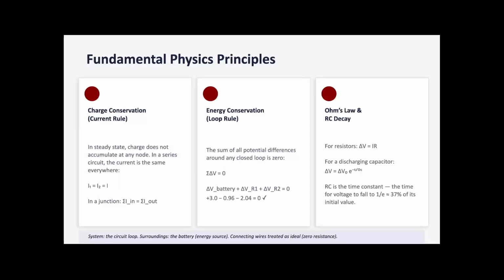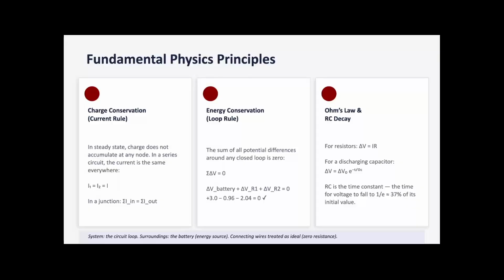Three core physics principles. First, charge conservation, sometimes called the current rule. In steady state, charge doesn't pile up at any node in the circuit. In a series circuit, this means the current is the same everywhere. Both ammeters read the same value. Second is energy conservation, expressed through Kirchhoff's loop rule. The sum of all potential differences around any closed loop must equal zero. The potential rise across the battery equals the sum of the potential drops across the resistors.